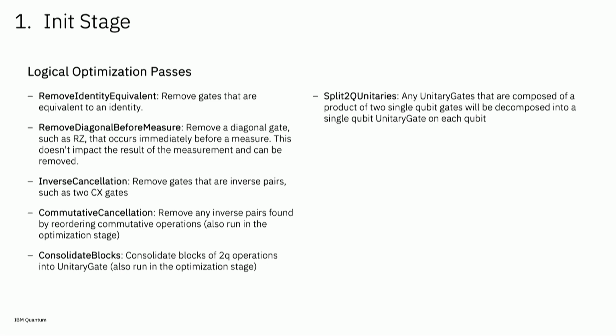And then the final pass on this list that we'll talk about is split 2 qubit unitaries, which looks at any unitary gate, which is a gate represented solely by its matrix, to determine if it's actually a unitary that's defined as a product of 2 single qubit gates. And if that's so, it'll decompose it into 2 single qubit unitaries instead of 1 2 qubit unitary. That's pretty uncommon, but sometimes it comes out of consolidate blocks that this happens, and this can lead to efficiencies in later stages.